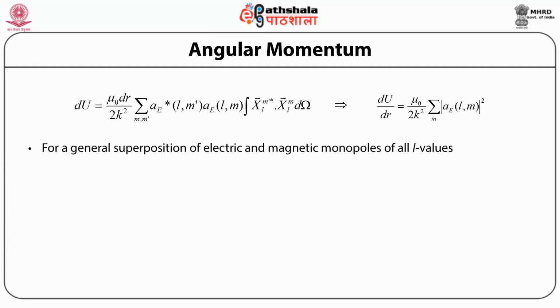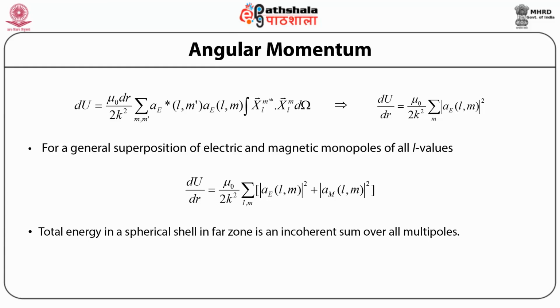For a general superposition of electric and magnetic monopoles of all L values, there will be summation over L as well, and corresponding magnetic multipoles will also be added, and we get du by dr equals to mu naught by 2k square into summation Lm of mod of ae Lm square plus mod of am Lm square. So the total energy in a spherical shell in the radiation zone is an incoherent sum over all multipoles.